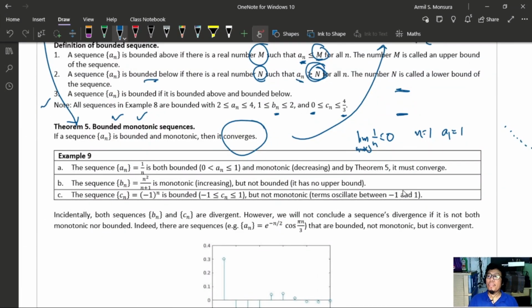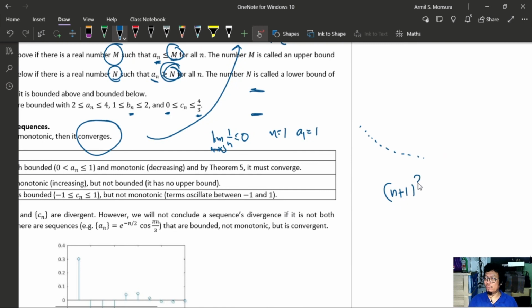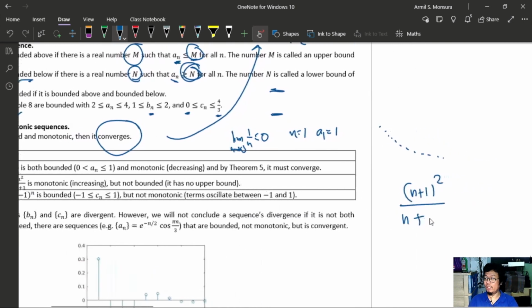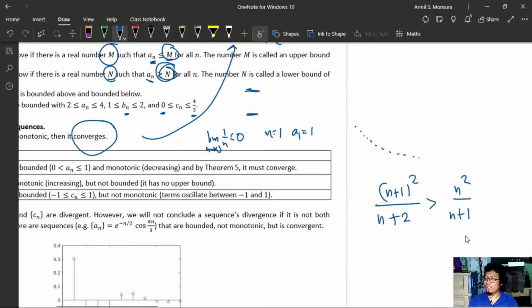This one, n squared over n plus 1, is monotonic. Please verify by generating the first few terms. But you can actually argue it this way: n plus 1 squared over n plus 2. Is it greater than n squared over n plus 1? Yeah, probably this is greater than this one.